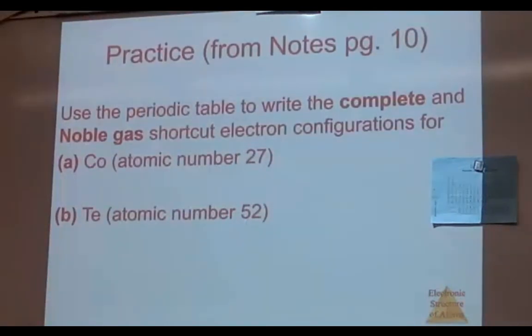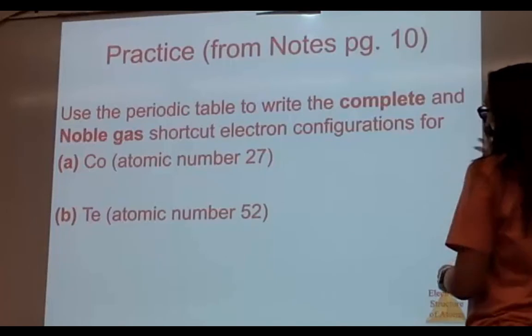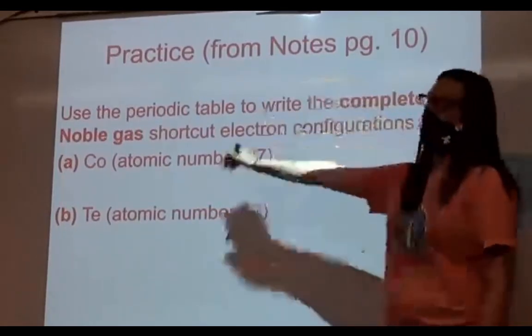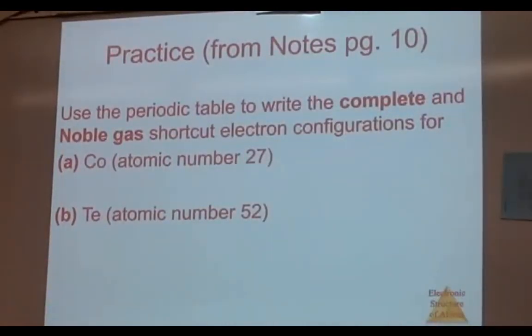The first couple of things we do actually are from the notes, so you don't have to write this in your notes. You can still do it on the desk. This is on page 10, right underneath the example that was done in the video. In the video, there was an example, and then some practice problems underneath it. This says use the periodic table to write the complete and noble gas electron configurations. If it specifies complete or noble gas, make sure that you're doing the correct configuration. If it doesn't specify, do either one.